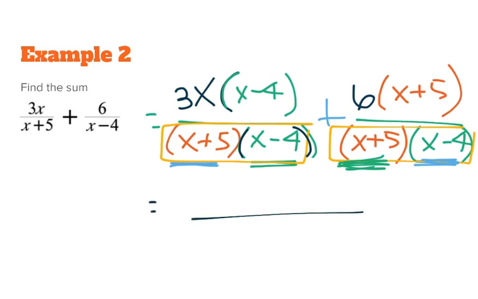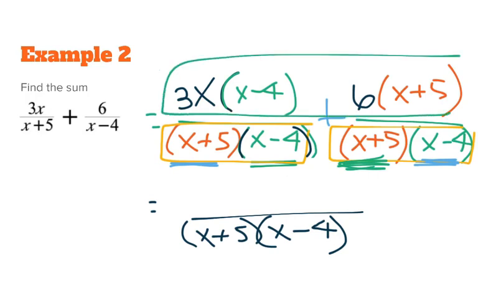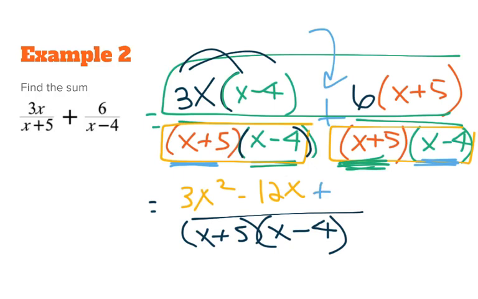So the bottom is just going to stay the same, just like it always is when we add fractions. If you have the common denominator, then your denominator is the same. And now we just have to figure out how to put together this whole numerator. So I'm going to start by distributing out everything I can distribute. So let's distribute that piece, and that would be, what, 3x squared minus 12x. And then I have this plus sign right here, so I'm going to say plus. And then let's distribute out this 6. So plus, that'll be 6x plus 30.